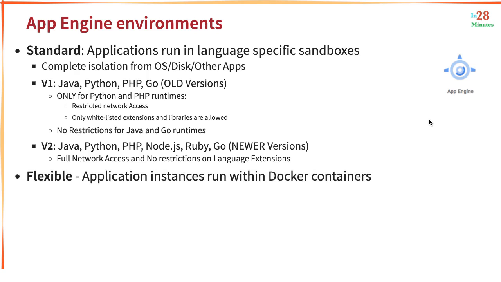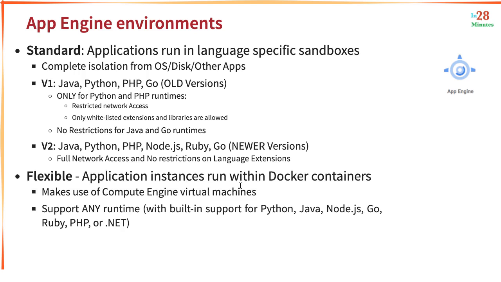The other option is to run containers. That's flexible. This is also called App Engine Flexible. So application instances run within Docker containers. One important thing to remember is that when you're using Flexible, you're making use of Compute Engine virtual machines. Flexible supports any runtime. There are no restrictions as such.